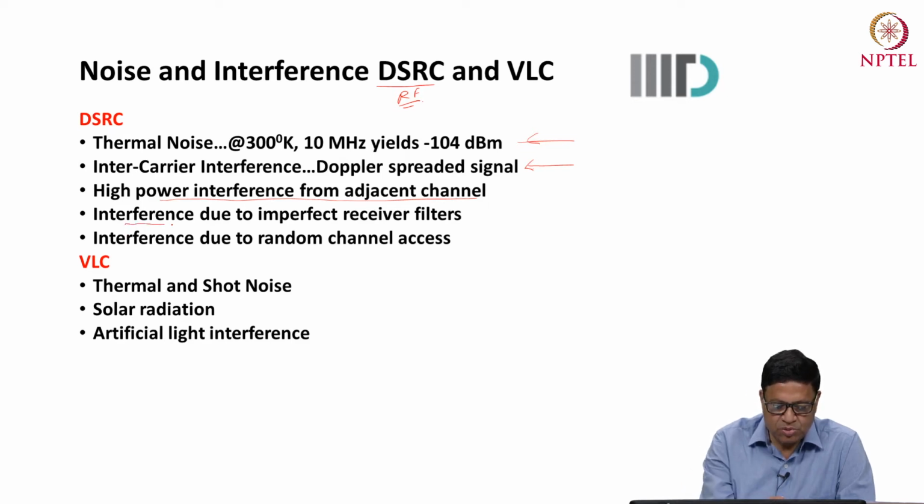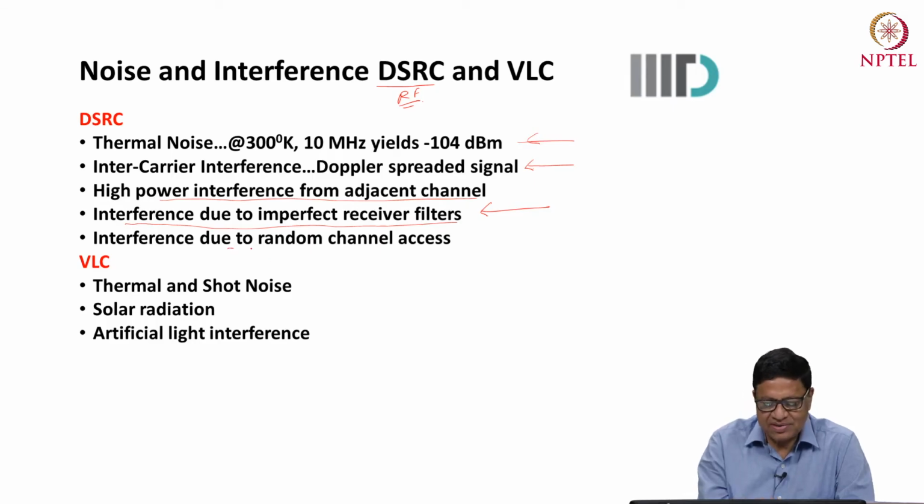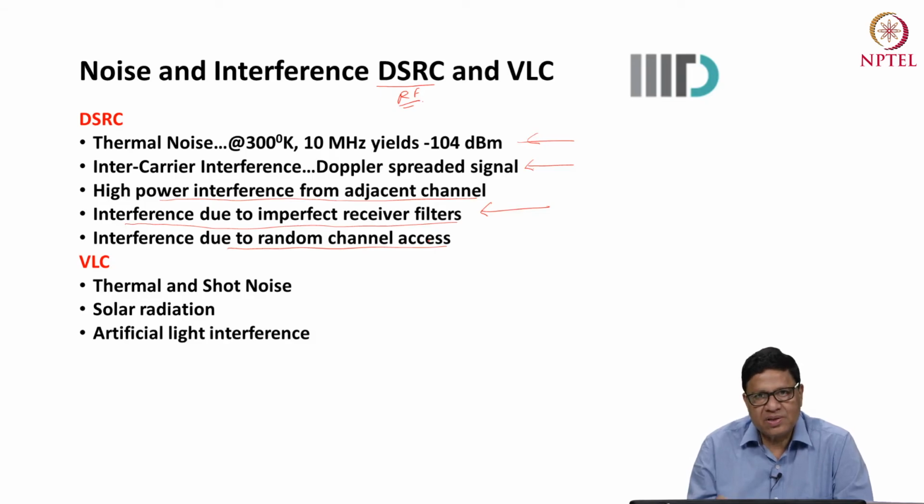And interference due to imperfect receive filters. When you are sensing your OFDM signals, there may be some drift because of Doppler spread or the local oscillator getting shifted. So your filter may not work optimally. So there may be interference due to imperfect receive filters, and then also interference arising from the random channel access, which is a protocol between vehicle-to-vehicle communication.